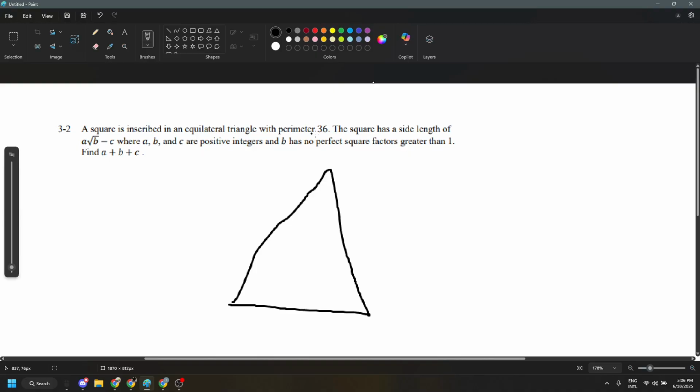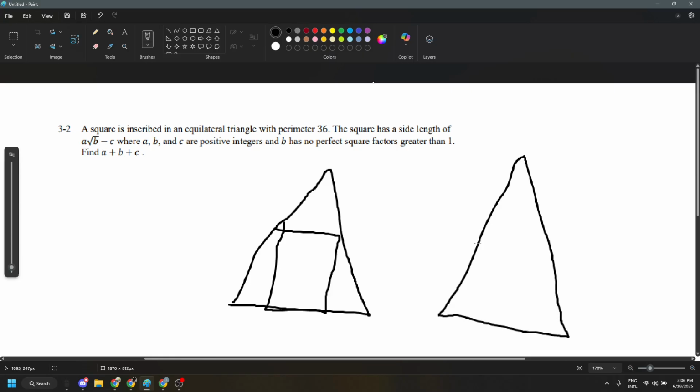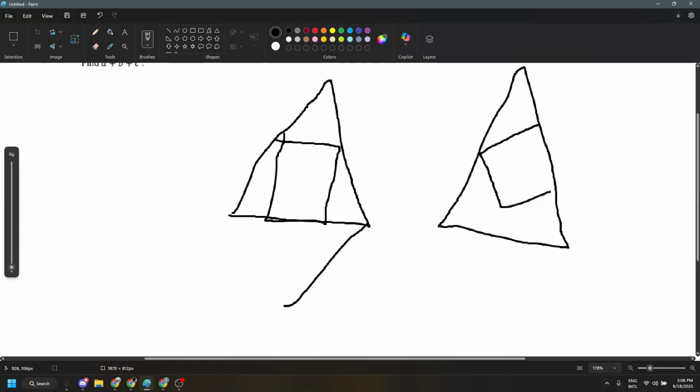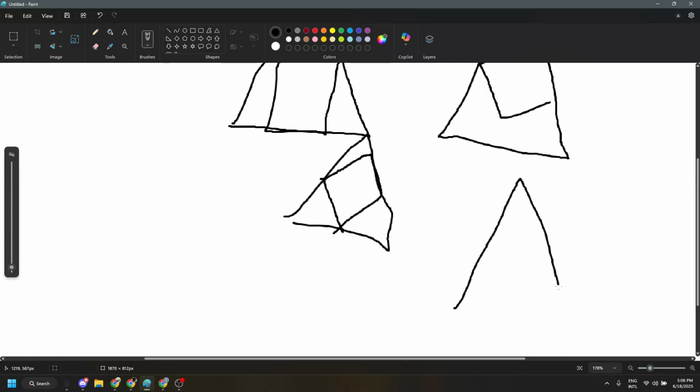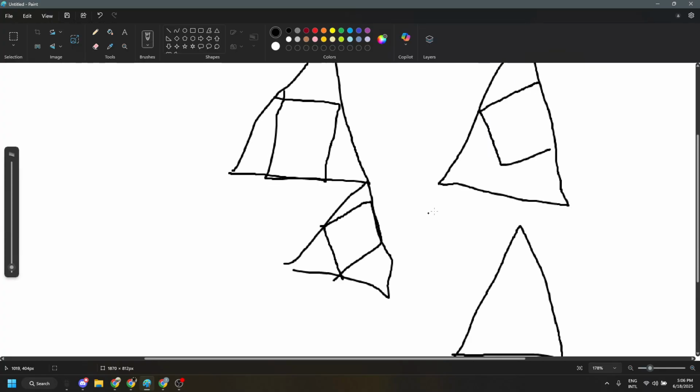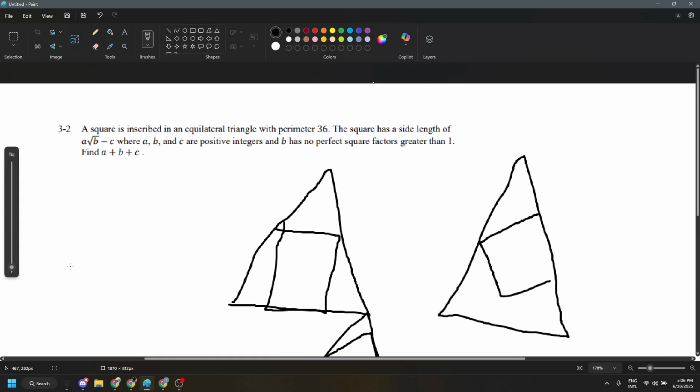Okay, so how is a square inscribed? When I hear inscribed, I think it's tangent only at certain points. Can't you inscribe it? No, because this isn't tangent. So maybe like this? No, but then it can't possibly be like that. Yeah, I think that's the only way. So, equilateral triangle with perimeter 36.